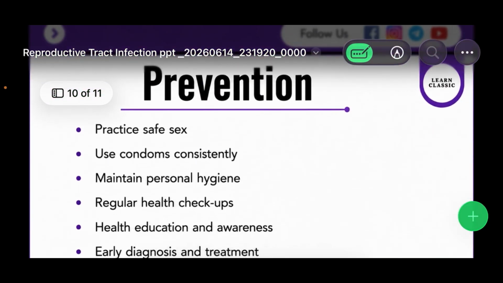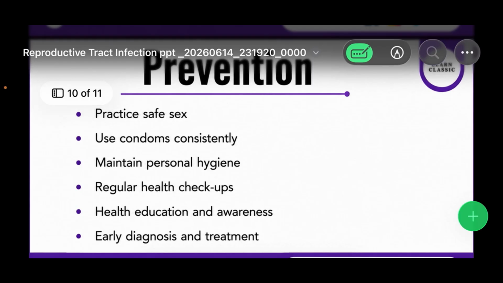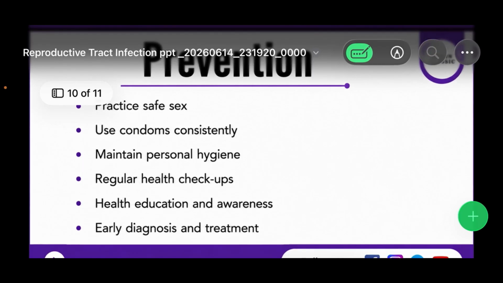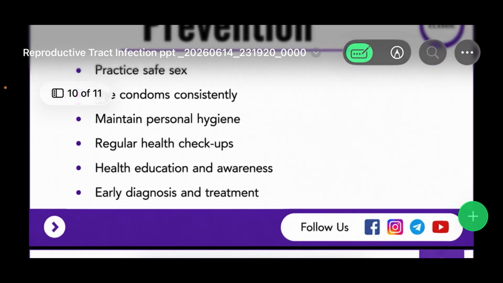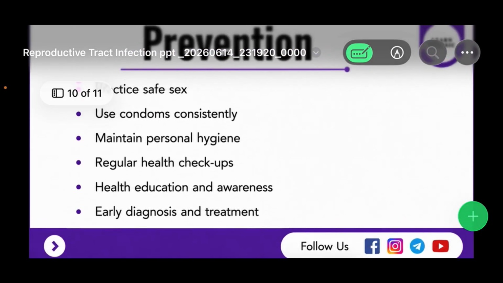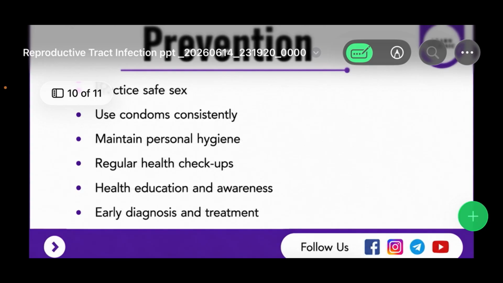Now, coming to prevention. We always know that prevention is better than cure. So how to prevent? Practice safe sex, and use condoms consistently. Practicing safe sex means you should keep in mind that there is no pain during intercourse. Then maintain personal hygiene, regular health checkups, health education and awareness, and early diagnosis and treatment. So these are the common steps we should follow for the prevention of RTIs.